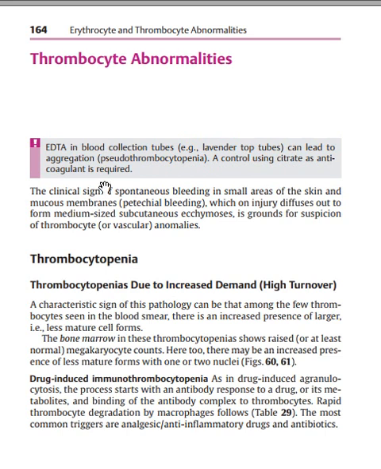We start with thrombocytopenia, which just means a low level of thrombocytes. Thrombocytopenia can be due to increased demand, from a high turnover. When there is a high breakdown of thrombocytes, you have thrombocytopenia. A characteristic sign is that only a few thrombocytes can be seen in the blood smear. The bone marrow in this thrombocytopenia shows a raised or at least normal megakaryocyte count, yet there may be an increased presence of less mature forms.